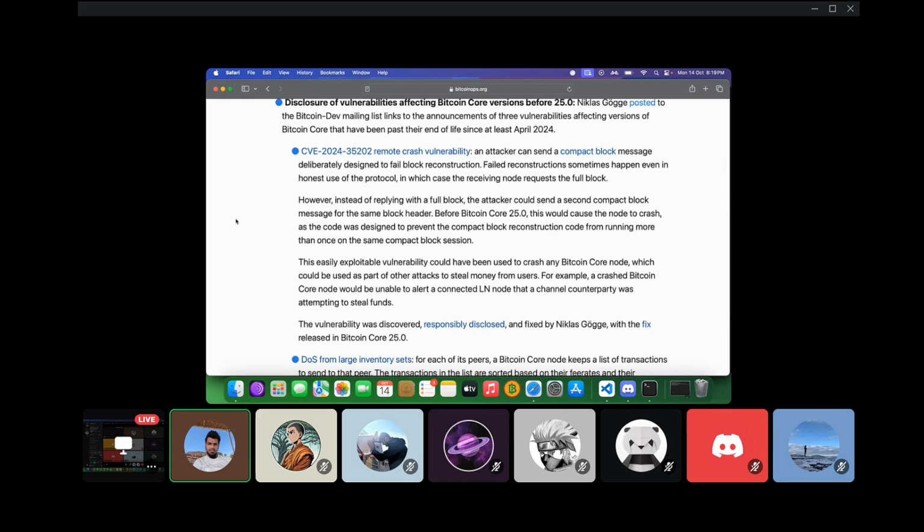We know what compact blocks are. In brief, just in case there are new joinees, what's a compact block? A compact block is nothing but a Bitcoin block that contains the compact versions of Bitcoin transactions. What's a Bitcoin block? A Bitcoin block is nothing but an amalgamation of transactions, right? It has some metadata, but primarily all it contains is transactions.